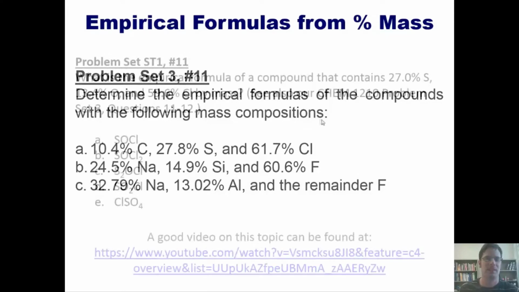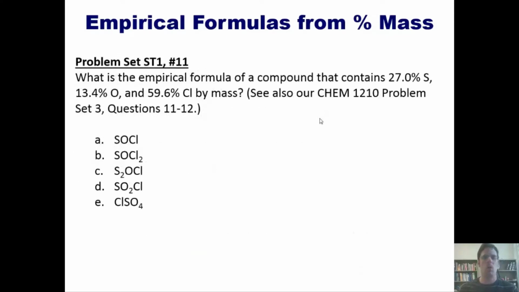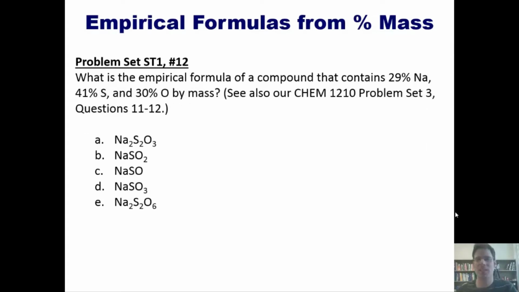Whew, okay, good. Let's take a look at another problem then. What is the empirical formula of a compound that contains these percentages of sulfur, oxygen, and chlorine by mass? Having looked at the previous video covering the empirical formulas from the previous slide, I'll let you do this one on your own. And this one, what is the empirical formula of a compound that contains these percentages of sodium, sulfur, and oxygen by mass? Once again, I will let you do this one on your own.